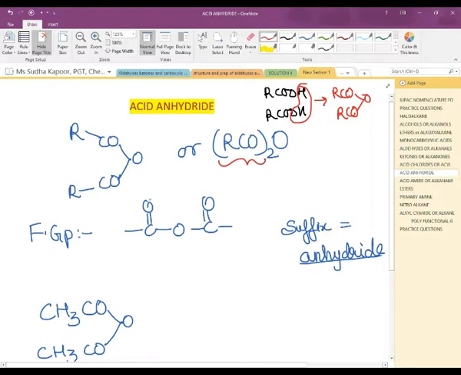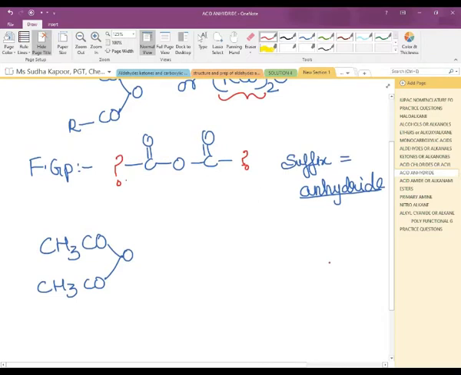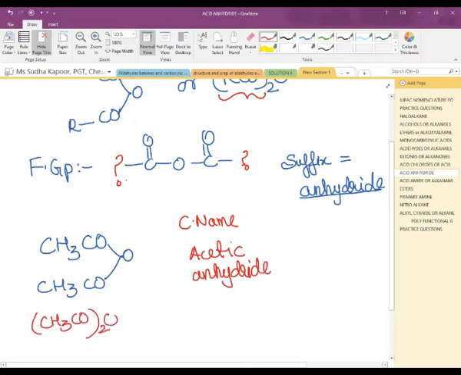The functional group is CO, that is C double bond O, and there is the presence of the alkyl groups here, which can be the same or which can be different. The suffix used is anhydride. So let us give the example for a very simple anhydride which is obtained from acetic acid. In the common name, this is known as acetic anhydride, also written as (CH3CO)2O.